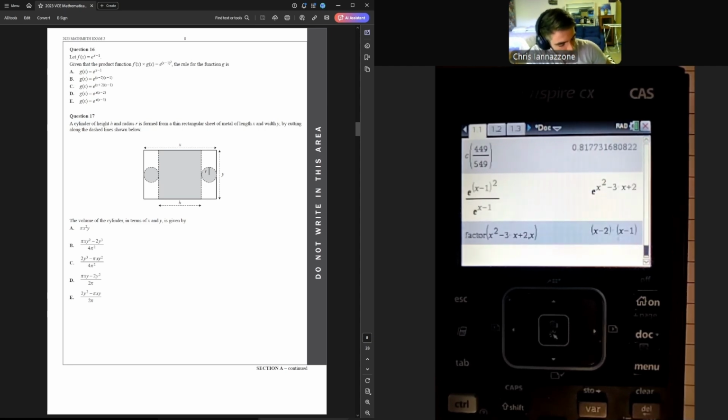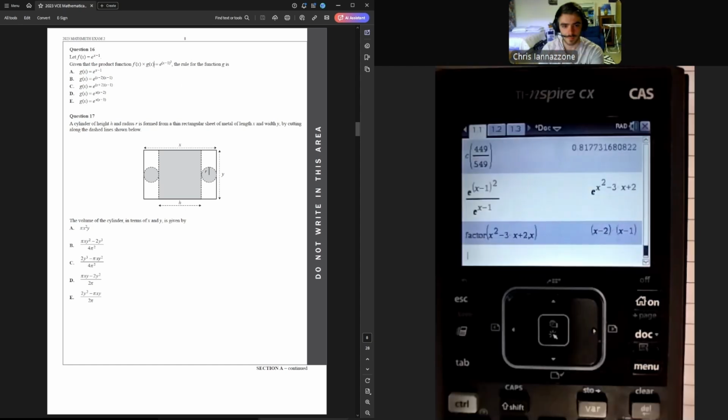Which means our new exponent is going to be x take 2 and x take 1. So where do we have that? Well, that's answer B. E to the x take 2, x take 1.